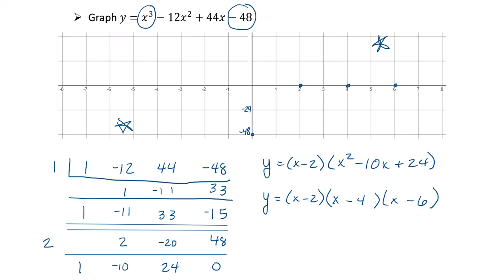So let's go ahead and sketch the graph that we have. I know that I'm starting down here in this quadrant. So I'm going to come down here. I'm going to go through negative 48. I'm going to go through 2, through 4, through 6, and end up in that quadrant. Make sure and put arrows on both of the ends of that graph, and this is a very rough sketch of that polynomial function.